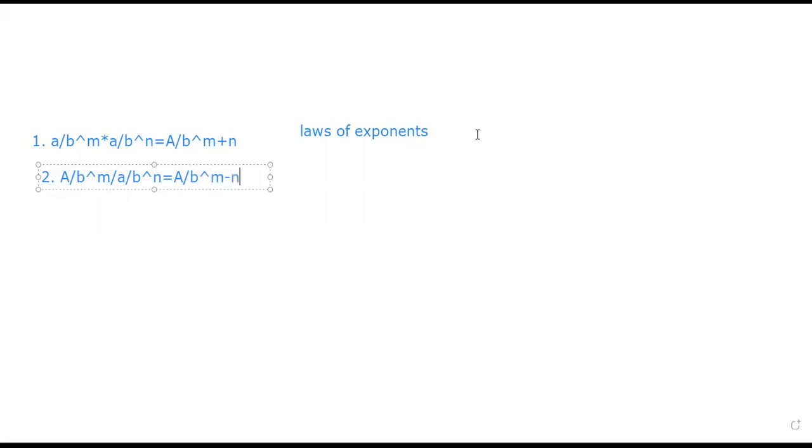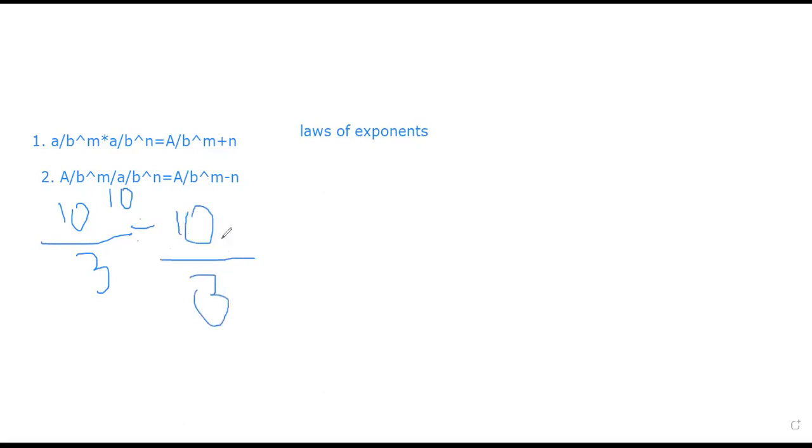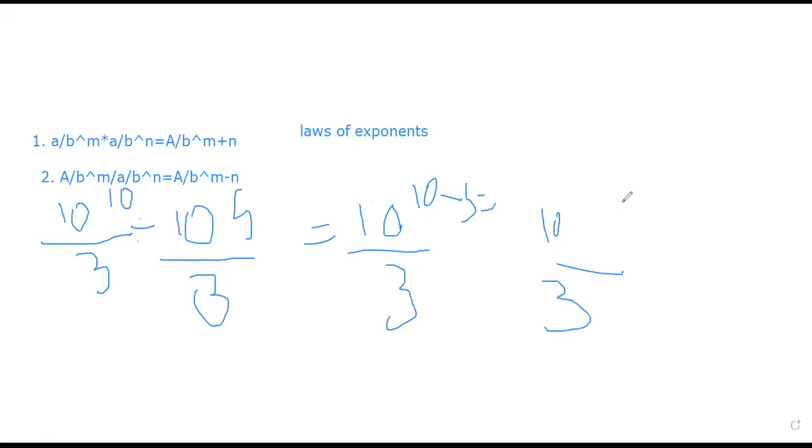So let's understand this also with an example. Let's take the same example. (10/3)^10, let's say, divided by (10/3)^5. So what you do this time is (10/3)^(10-5), which is nothing but (10/3)^5.